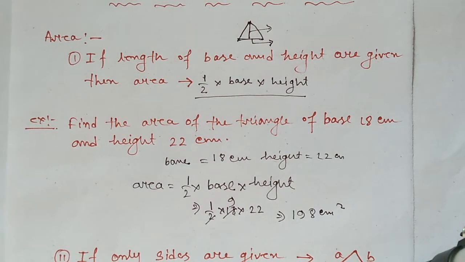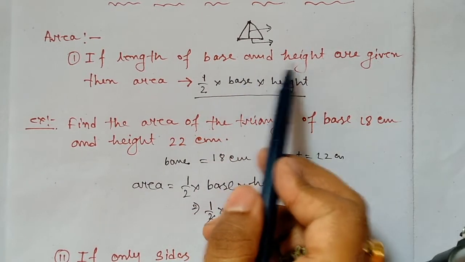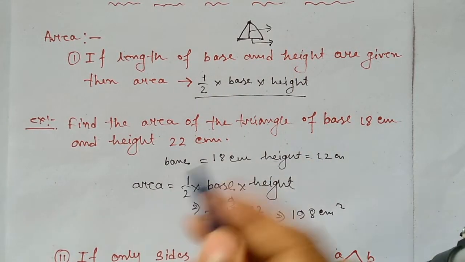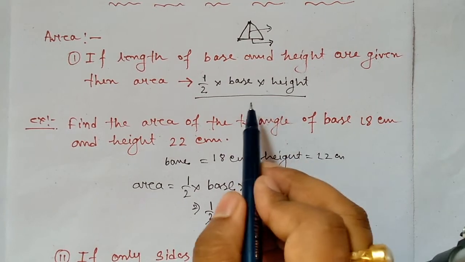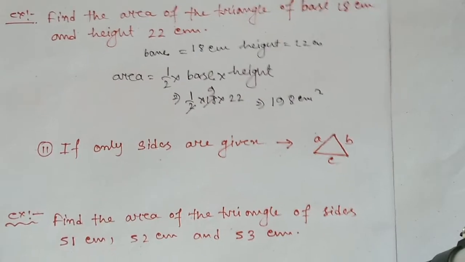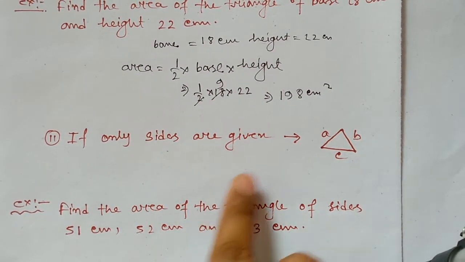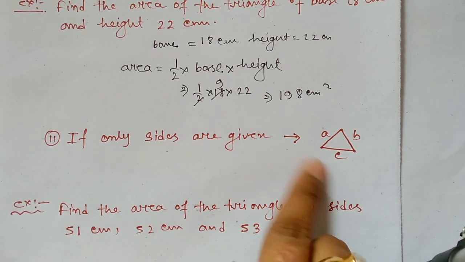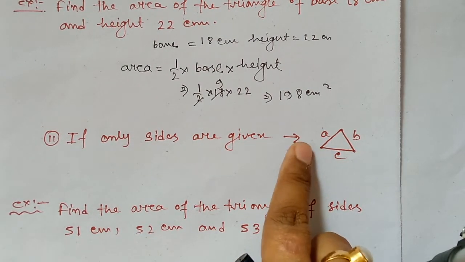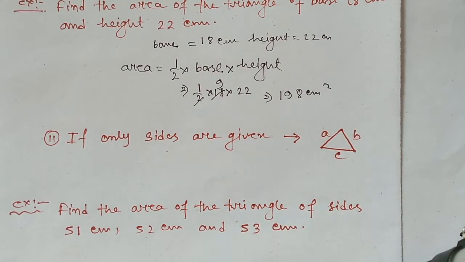So we have to find out the area. In the case of a triangle, we have two different ways. The first one is, if the base and height are given, then we apply this formula, that is half into base into height. In the second case, only the sides are given. If only three sides of a triangle are given, that is A, B and C, how can we get the area?